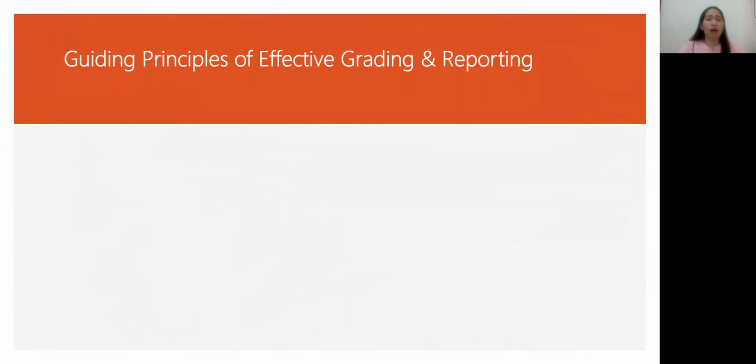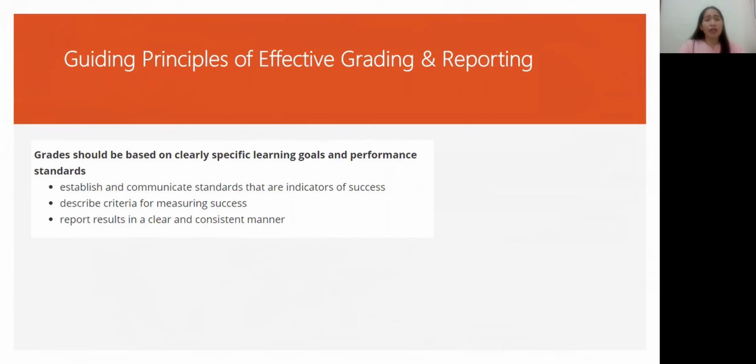Guiding principles of effective grading and reporting. Grades should be based on clearly specified learning goals and performance standards. First, you have to establish and communicate standards that are indicators of success. You describe criteria for measuring success, and you report results in a clear and consistent manner.